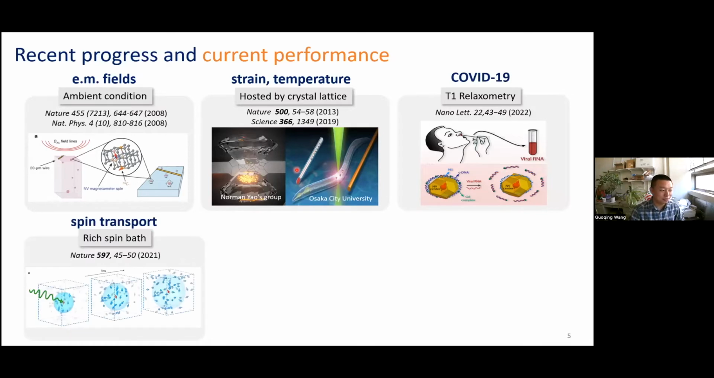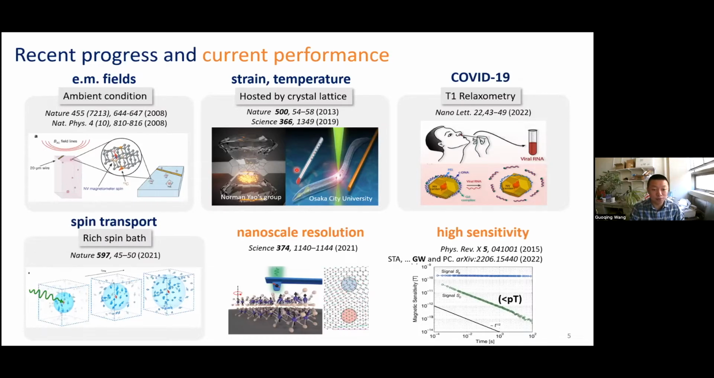And in simulation, actually, because in diamond, there is a rich spin bath consisting of various different spin defects, we can use those many-body interactions to explore some interesting phenomena such as spin transport. And in these different applications, people have achieved the performance of nanoscale spatial resolution and high sensitivity up to picotesla for magnetic field sensing. So what are the remaining challenges we want to overcome? And what kind of better quantum sensors we want to build in our projects?